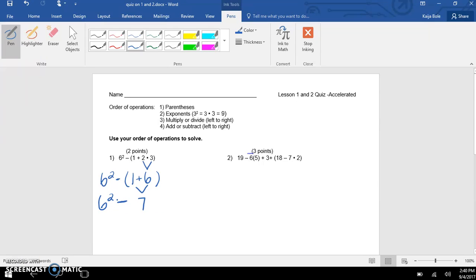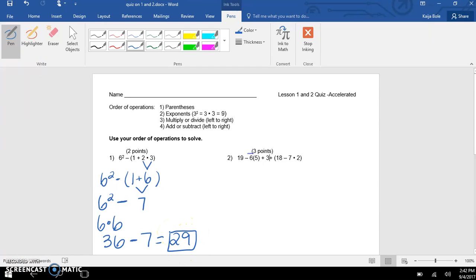Then we do need to do 6 times 6 for 6 to the second power. And 6 times 6. Alright, 6 times 6 is 36. So we're going to bring that down. Alright, now I've got my pen working here. 6 times 6 is 36. We bring down the minus 7. And 36 minus 7 is 29, which is our final answer.